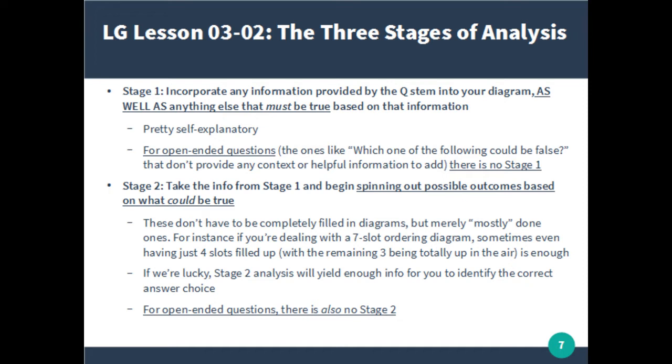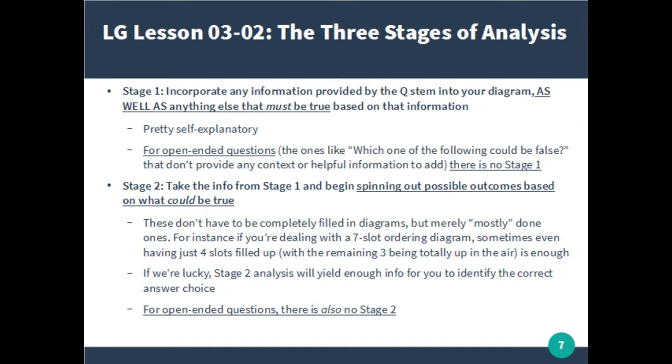The one caveat to this is that there are open-ended questions, right? The ones that only say which one of the following could be false, and they don't provide any context or helpful information to add on top of what you already have. So again, open-ended questions are the ones that just simply say something like which one of the following could be false, which one of the following could be true, with no extra information. For those questions, there is no stage 1, because there is no extra information to incorporate.